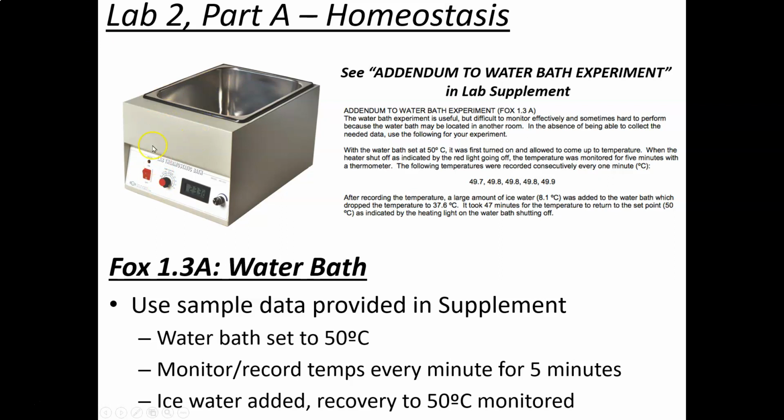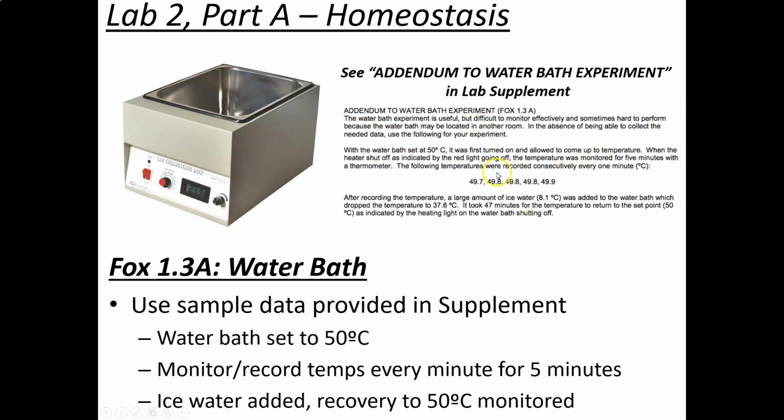So the idea would be to turn the water bath on, wait until the light went off. When the light went off, then you would measure it for 5 consecutive times. You would then add ice to the water. That would drop the temperature. The light would go back on, and the light would stay on until it reached temperature again. And the idea would be to measure how low did the temperature go, and then how long did it take to get the temperature back to the normal temperature.